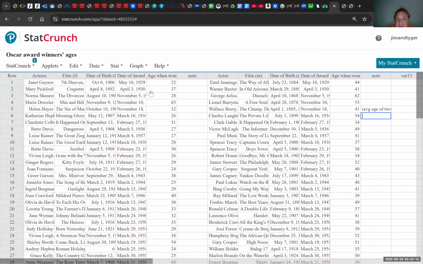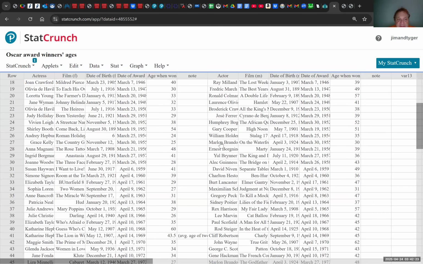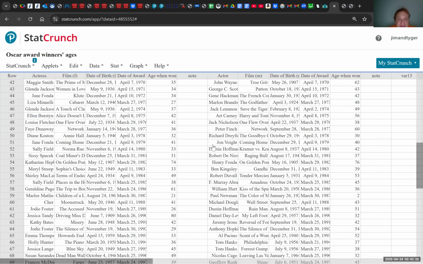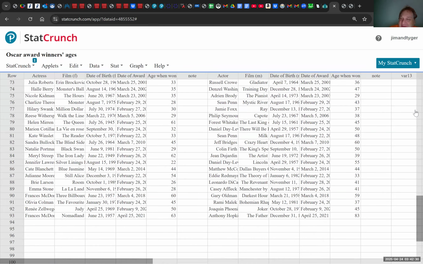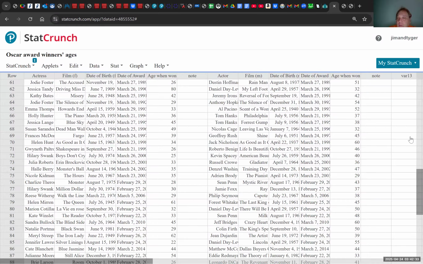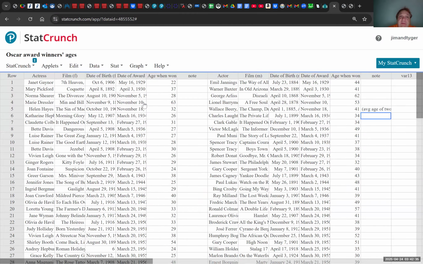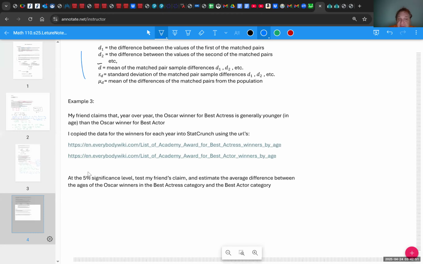And then for each of the years that the award was given out, we have the actress and actor. I think it's 70 or 75 years in the spreadsheet. Okay, so 93 years, a lot of years of the award being given out. So we're now going to compare the ages for the women and the ages for the men, the actresses and the actors, at the 5% significance level.